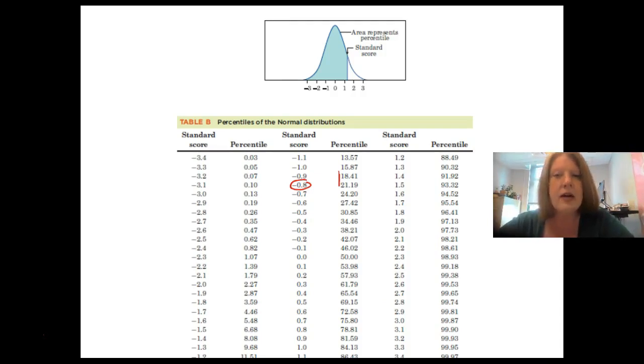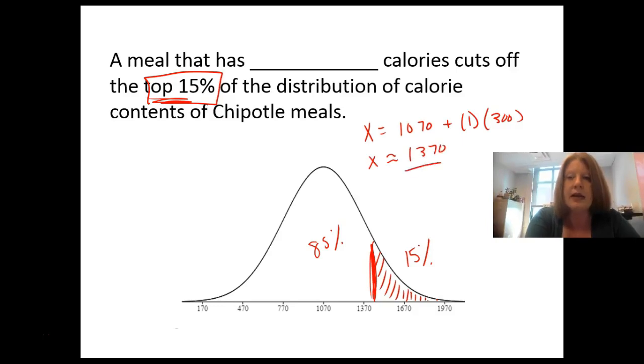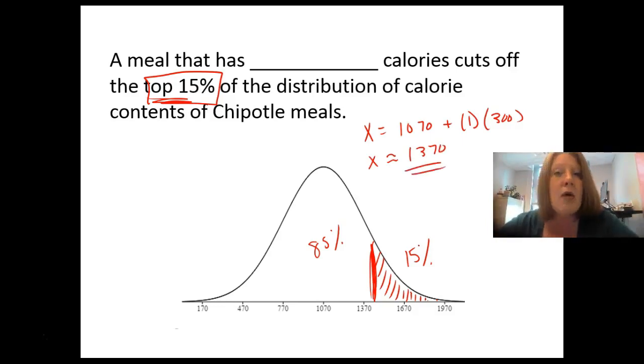As you're looking here, we don't see 85% exactly. I see 84.13, I see 86.43. 84.13 is a little bit closer to 85% than 86.43, so I'm going to take this. I'm going to take the z value of 1. So x equals mu, or 1070, plus z, which is 1 in this case, times 300. So x is approximately 1,370. I'm hoping that this makes sense.